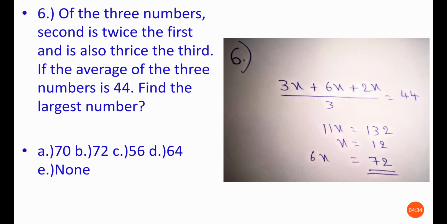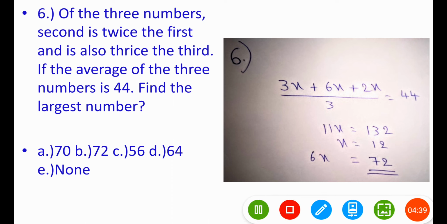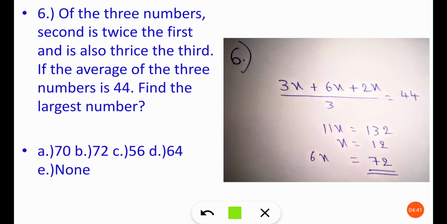Moving to the sixth question. Of the 3 numbers, second is twice the first and is also thrice the third. If the average of the 3 numbers is 44, find the largest number. It is given that there are 3 numbers A, B, C and B number is thrice of the first number and twice of the third number. So the satisfiable number will be 6x. 6x is double of first number and triple of the third number.